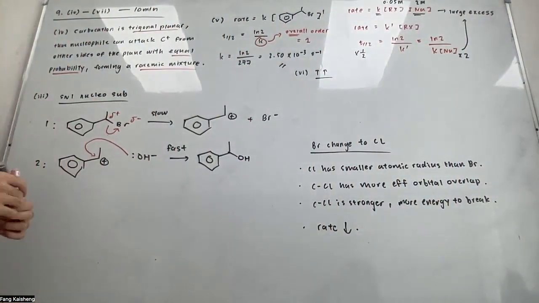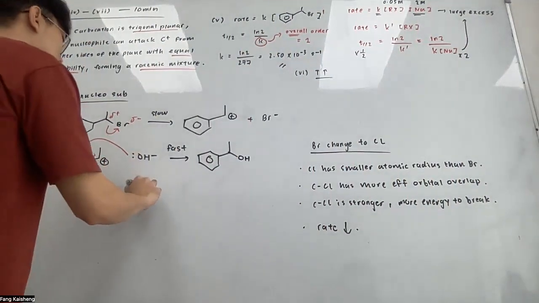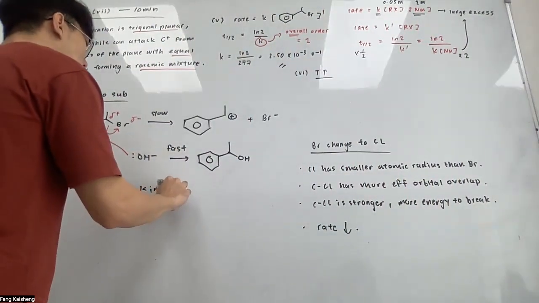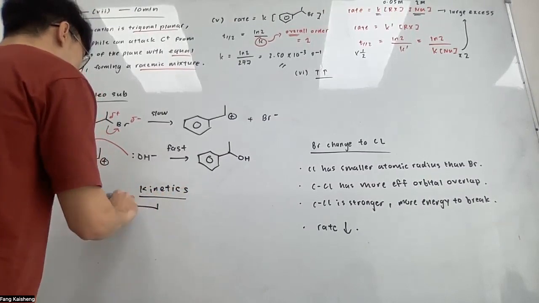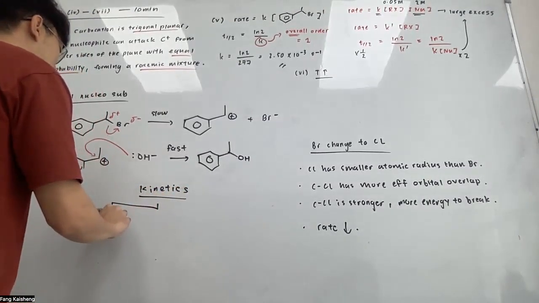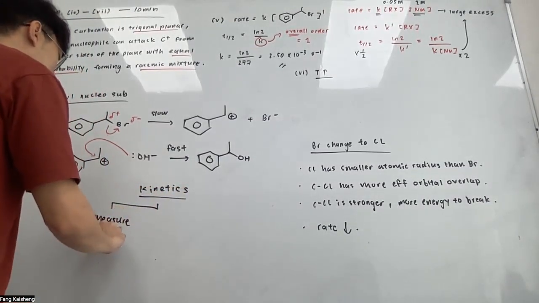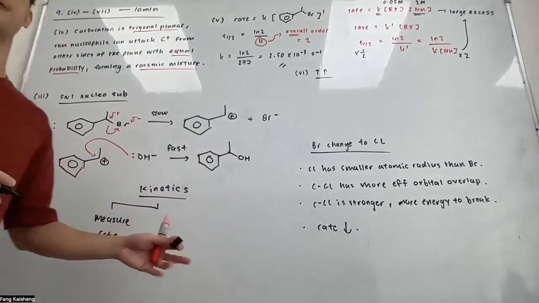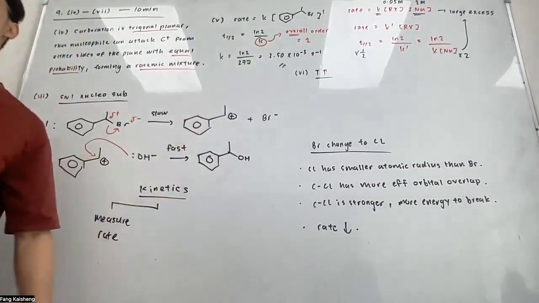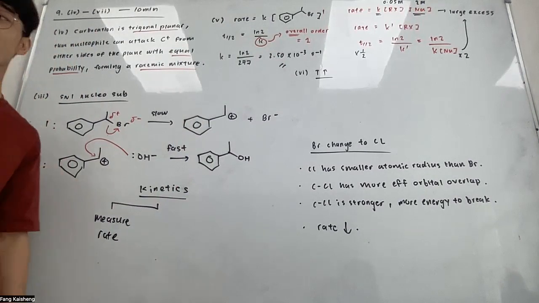Now, if you're going to revise your kinetics, I really suggest you all do it this way. Okay, kinetics is all about 2 things. The first branch of kinetics is all about measuring rate. Again, kinetics is all about understanding whether the reaction is fast or slow. Sometimes you want the reaction to be fast, sometimes you want the reaction to be slow.